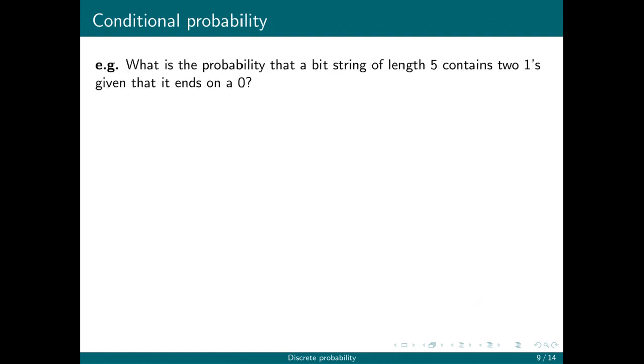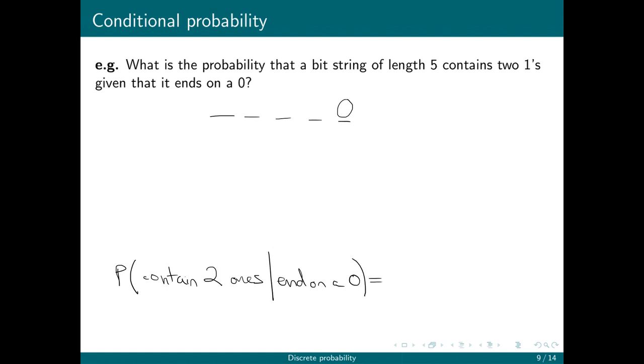All right, here's an example. What is the probability that a bit string of length 5 contains two ones given that it ends on a 0? All right, so we've got a bit string of length 5, 1, 2, 3, 4, 5, and we know that it ends on a 0. So we want to calculate the probability that we contain two ones given that we end on a 0.